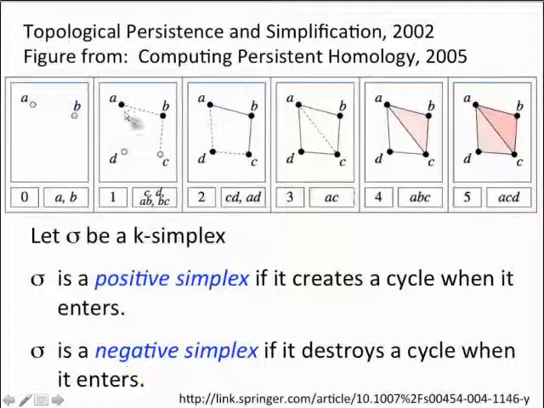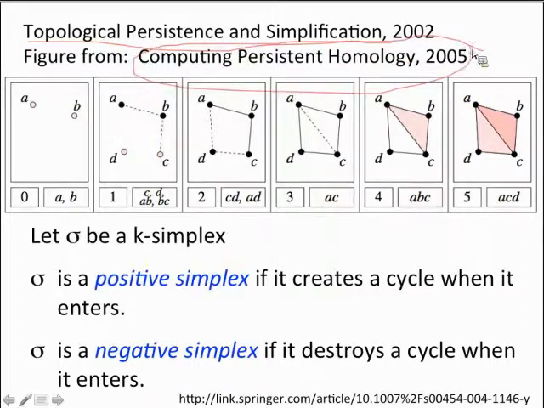Now, again, we're going to start off by discussing the 2002 paper. This gives us a very nice visual description, but we will later use matrices to talk about a more efficient, more robust approach, where we can do more with it, in the 2005 paper. But having a nice visual representation is nice, and a lot of papers will talk about positive and negative simplices, so it's good to know what they are.